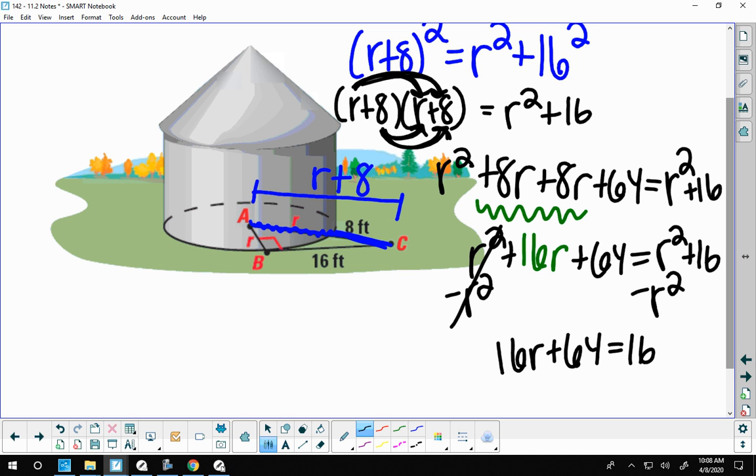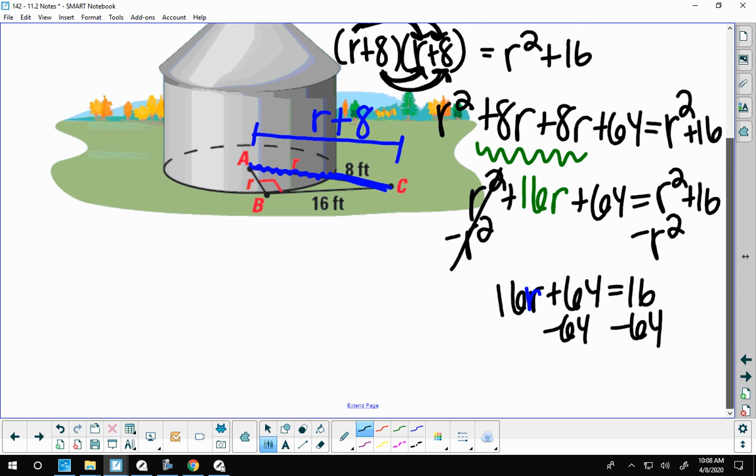So now we're just trying to solve for r, so we want to isolate our variable here. So I'm going to subtract 64 from both sides, and we get negative 48. Oh, I made a mistake.